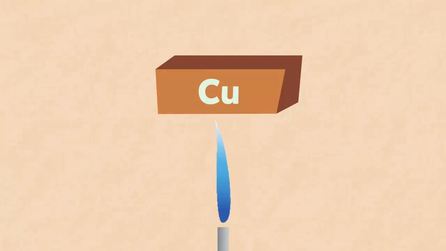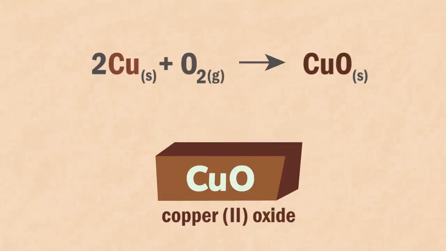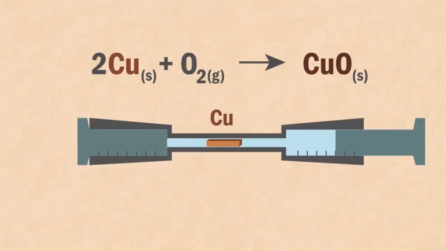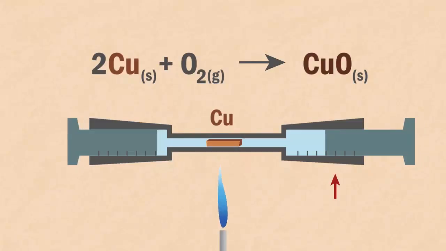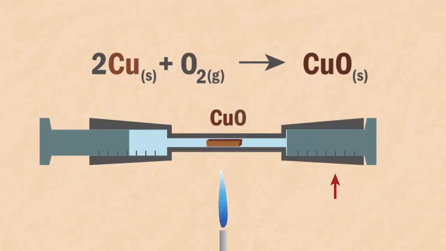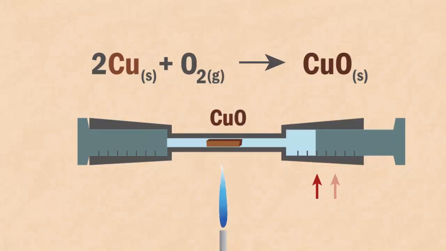On heating copper with oxygen, the result is the formation of copper-2 oxide, shown by this equation. This may seem useless, but you can use this reaction to measure the percentage of oxygen in the air. This is achieved by passing a known volume of air over hot copper and measuring a decrease in volume as the oxygen reacts with it.